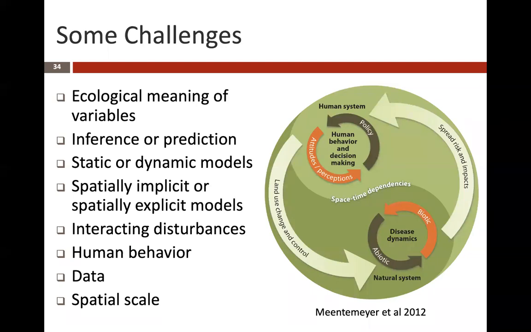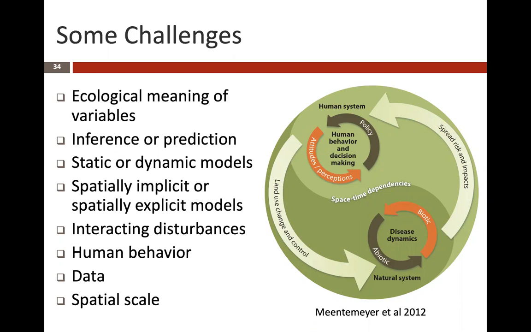Another challenge is spatially implicit versus spatially explicit models. So they are models that make predictions across space, but they are not actually considering space as a unique factor. And so the influence of space versus the influence of the actual variables like temperature gets confounded. So ideally, what we really should be developing are spatially explicit models.